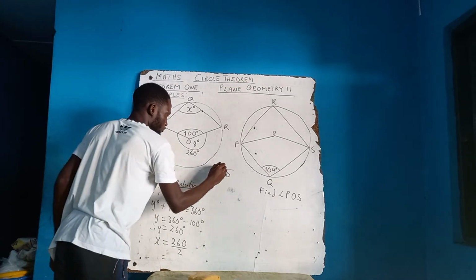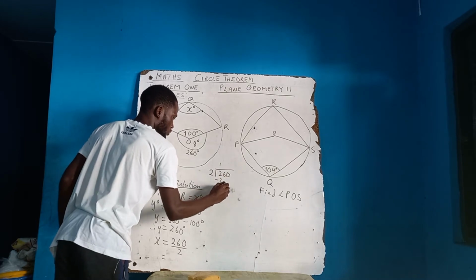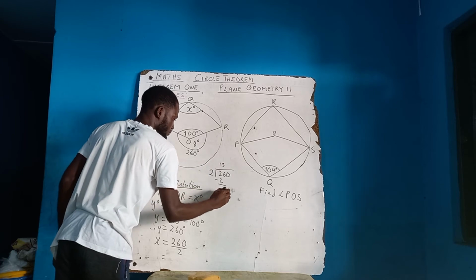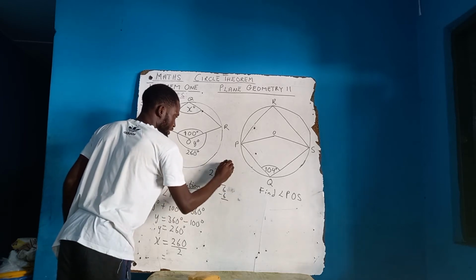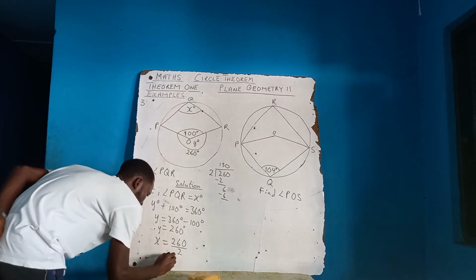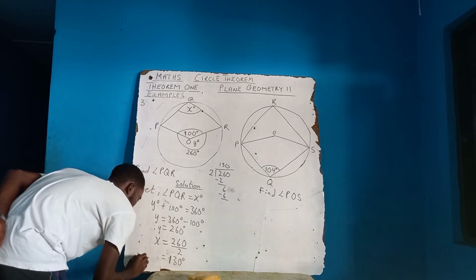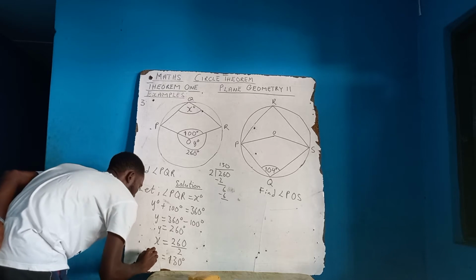2 goes into itself once, 2. We add the next number. 2 goes into 6, 3. And then we just add 0. So we are going to have 130 degrees as our angle PQR.